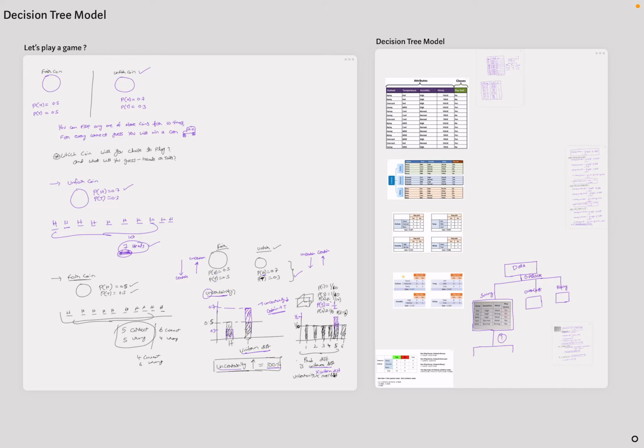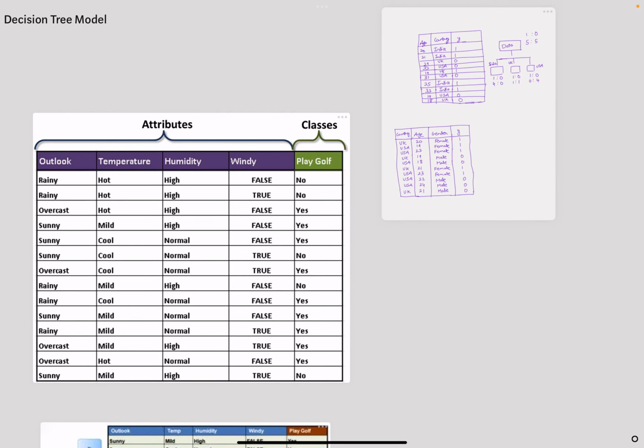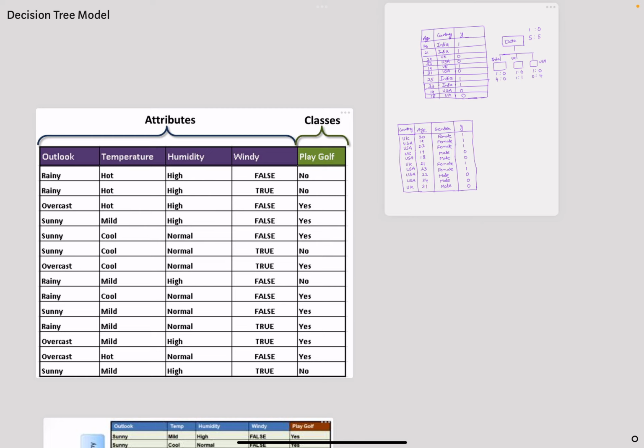Hi, in this video, let us try to understand about decision tree model. Let me first start by giving an intuition about what decision tree model is all about. After that, we will look into more details.